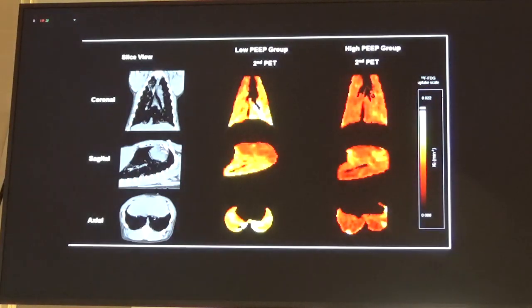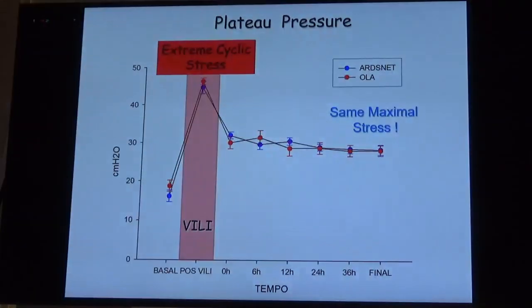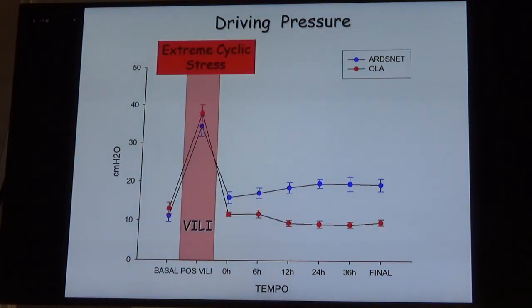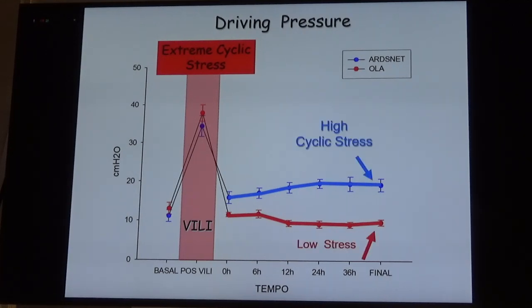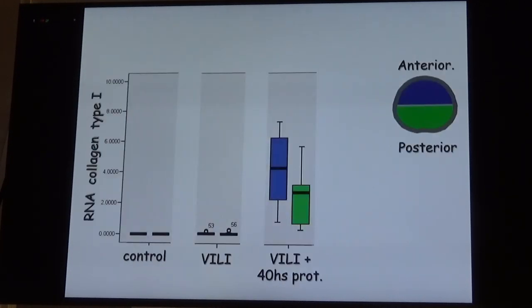And not only this, after 48 hours, I can have a PET scan, and I can show that I have much less inflammation, as shown here, when we reduce the driving pressure for the same tidal volume. And the initial damage of these lungs was the same. So this is just one illustration. In this experiment, we could get a difference of 8 centimeters of water of driving pressure for the same tidal volume and same severity of disease.